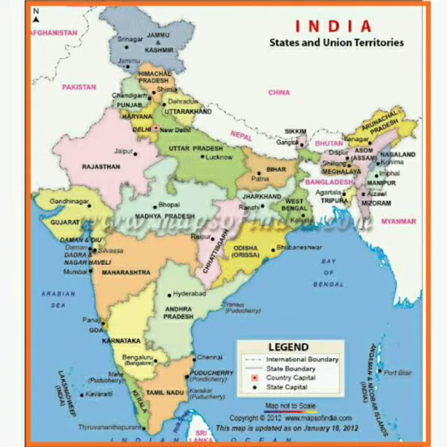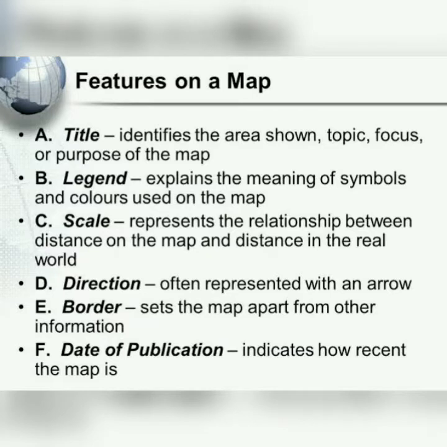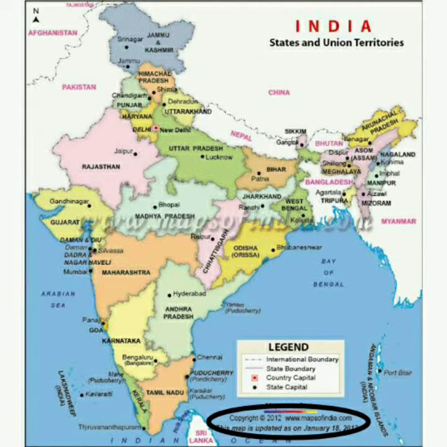The last feature of a map is the date of publishing. It should indicate how recent the map is. Your map should indicate the date of publishing of the particular map. One would be able to judge the time of the data collected in this map or presented in the map. In the market, several types of maps are available, like physical map or political map.